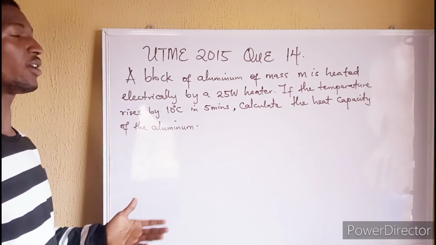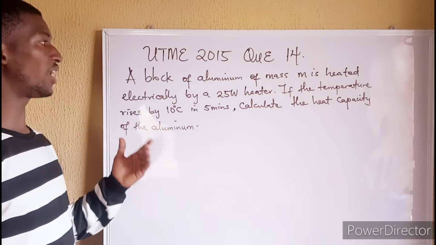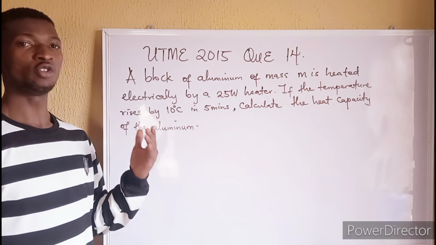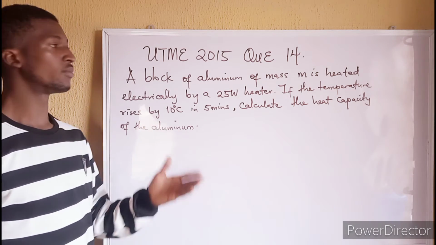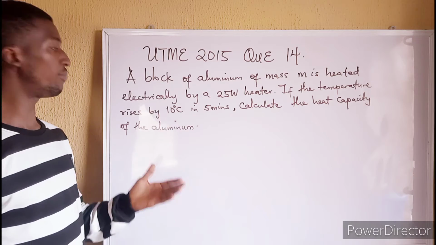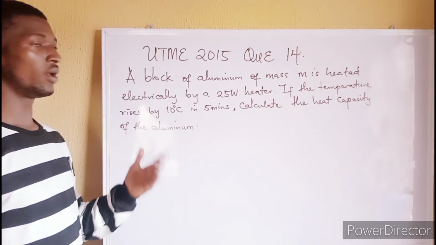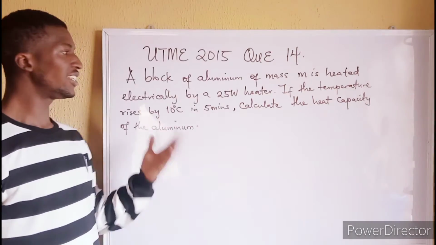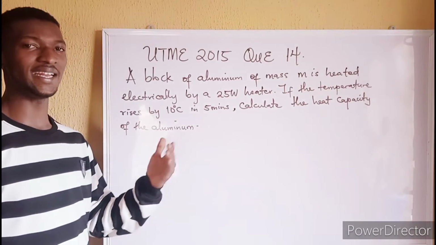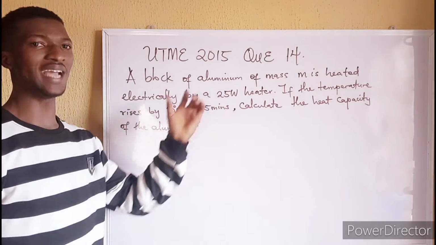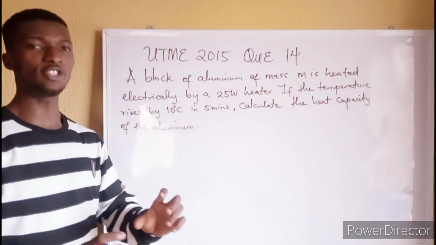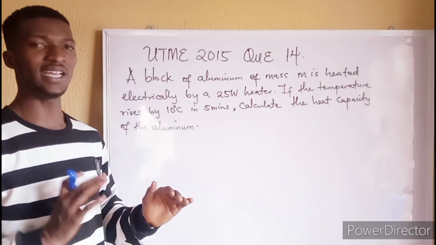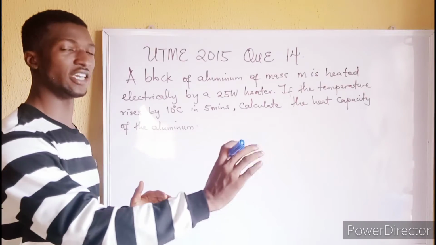For instance, when we take a question which states that a block of aluminum of mass m is heated electrically by a 25 watt heater. If the temperature rises by 10 degrees Celsius in 5 minutes, calculate the heat capacity of the aluminum. In this question now, you realize that the electrical energy was directly supplied to the aluminum block. It was not said to be in a container, meaning that this is a direct transfer of energy from the electrical energy to the heat energy gained by the what?